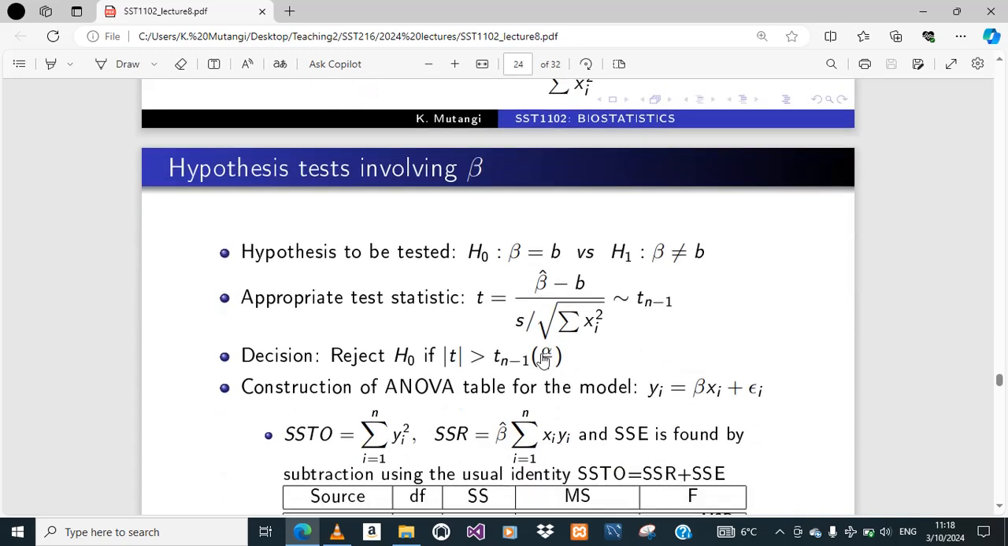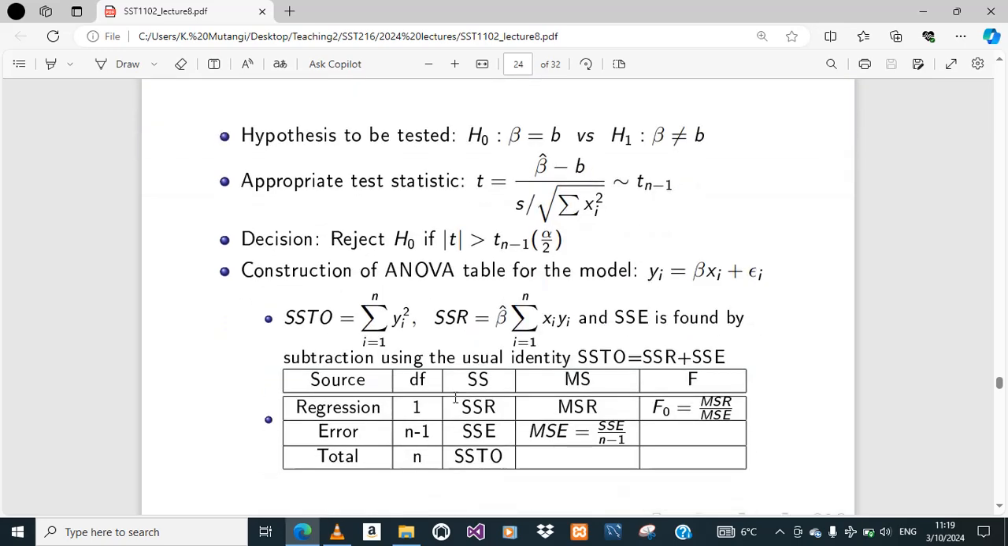Then hypothesis test involving beta, with beta is equal to b and beta is not equal to b, a two-tailed test. And the test statistic is beta hat minus b over s, of course, divided by root of sum of x squared. This is now distributed as t, but with n minus 1 degrees of freedom. The degrees of freedom have changed in this particular case. Of course, we will reject h naught if the absolute value of t is greater than the critical value.